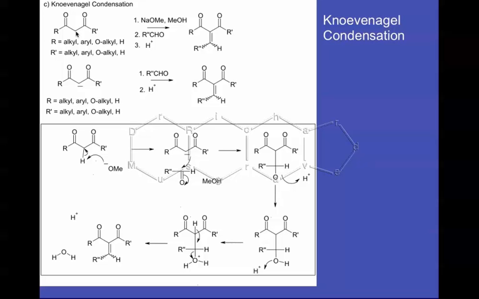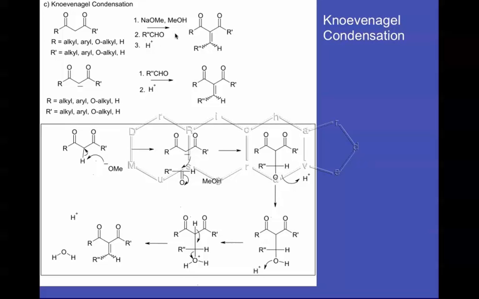and malonic ester syntheses. Remember, the anion that we get from this is going to be stabilized by two carbonyl groups, which makes the hydrogens in the middle here very acidic, certainly much more acidic than any hydrogens we might see on a regular carbonyl compound.